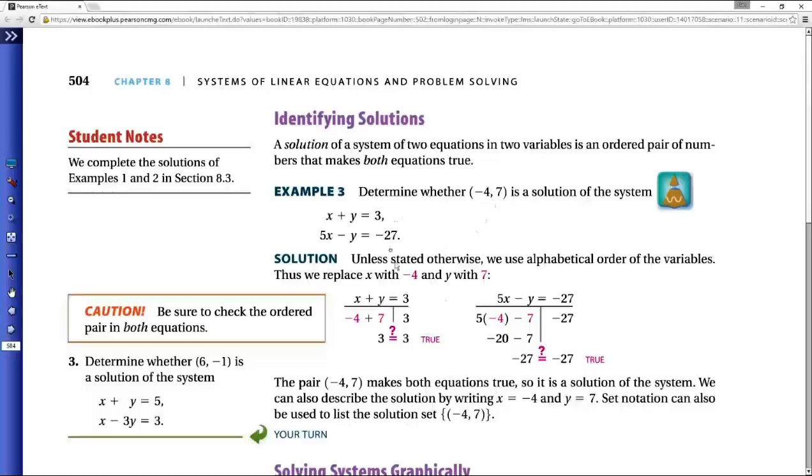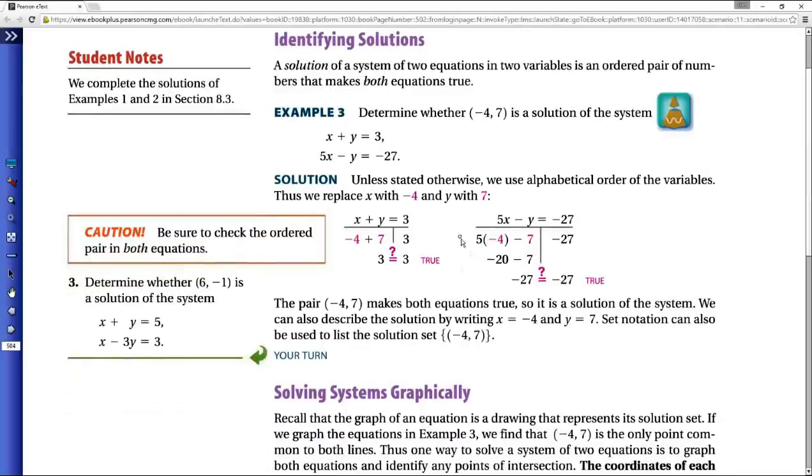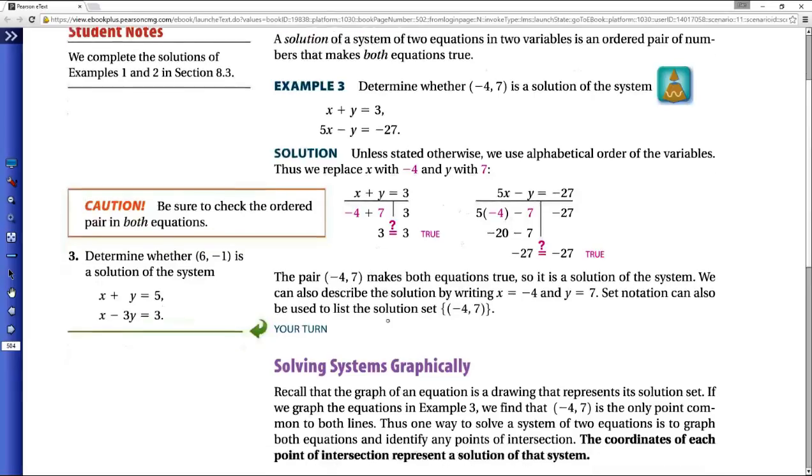So we have these two equations. They put in the values for each. So in this first one, x plus y equals 3, they put in -4 for x and 7 in for y. And yes, it makes that true. Negative 4 plus 7 does equal 3. And in this case, with this equation here, they do the same thing. They put negative 4 in for x. Make sure you follow order of operations. And 7 in here, and they end up with negative 27 equals negative 27. Well, that's true. So what we've determined, because it makes both equations true, this ordered pair is a solution to that system.